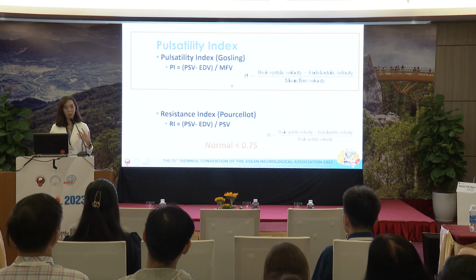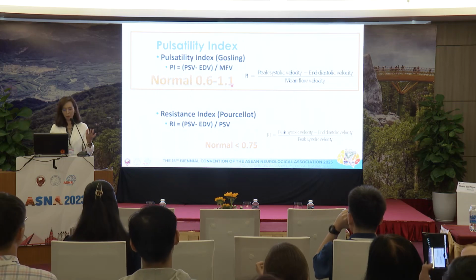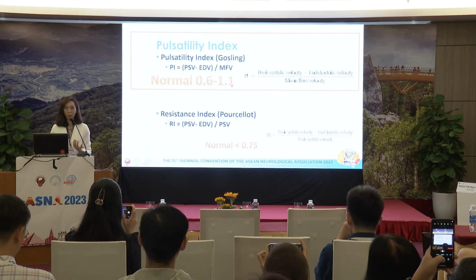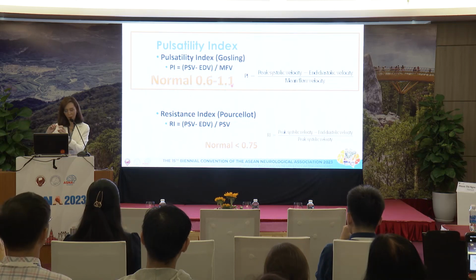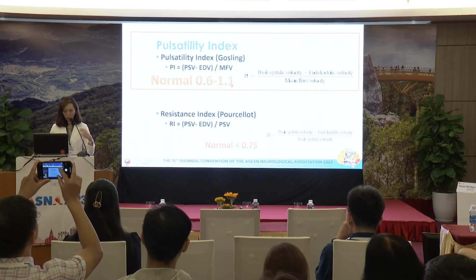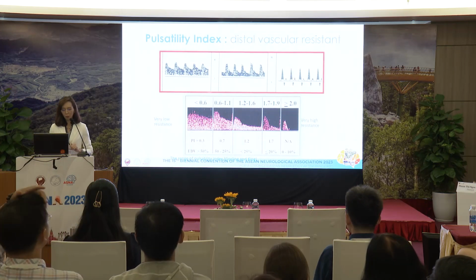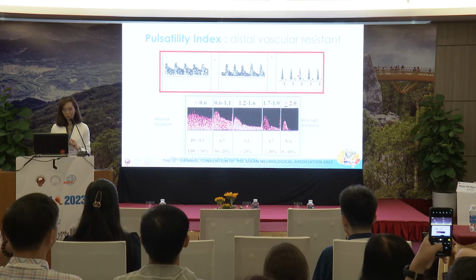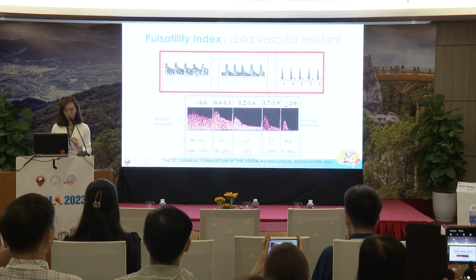So in the normal intracranial vessels, we would expect the PI to be around 0.6 to 1.1. If it's higher than this, it's very likely there's some resistance at the end, maybe some vasoconstriction or some stenosis distal to the insonation point. So you can see this is a high pulsatility index. This is a high resistant waveform. And this is a lower resistant waveform.